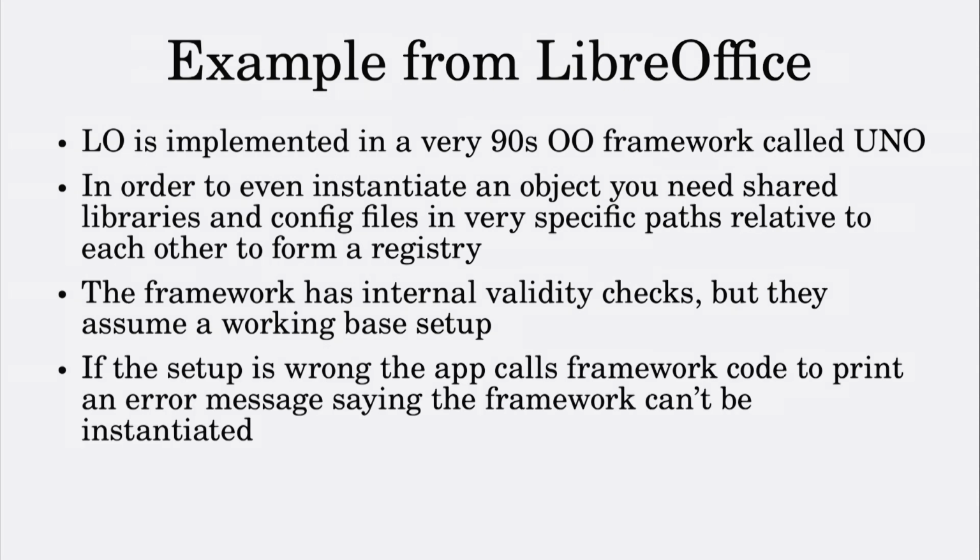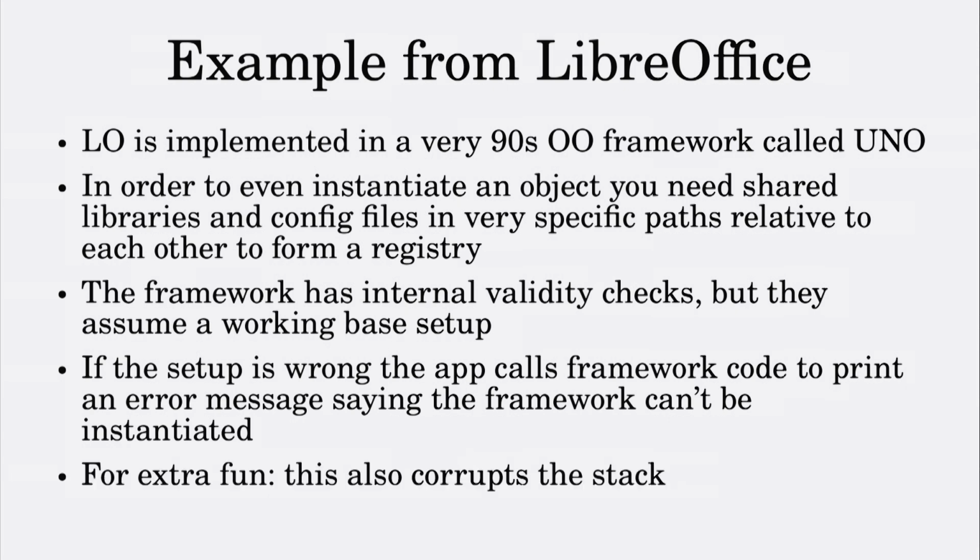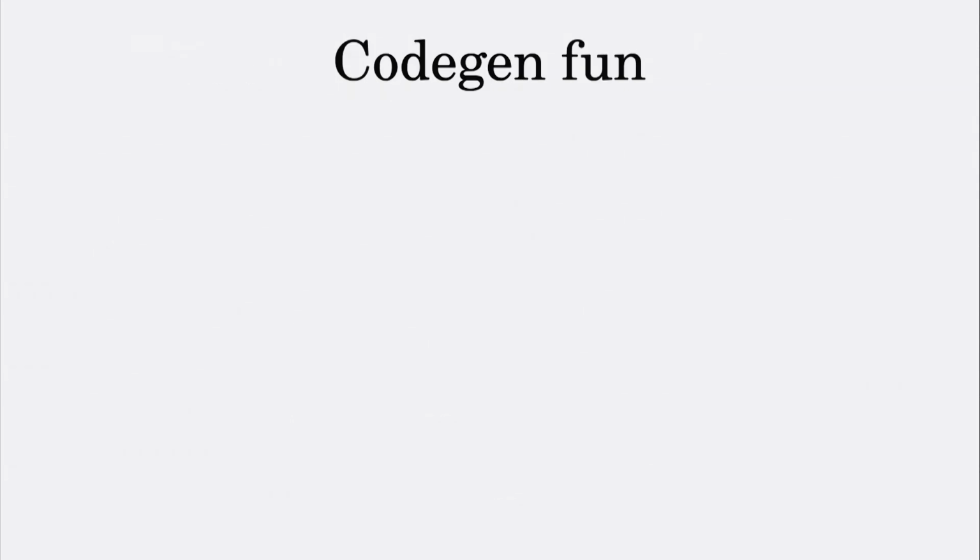But if the setup is wrong, then you get an exception that the framework can't be instantiated, but then it tries to use the framework to print the object, the framework which is not instantiated. And this corrupts the stack. So when you run this program, you get an immediate failure, which has no output, no logs, and if you use GDB, you get a row of question marks and nothing else. And this is the sort of thing that you get to debug.